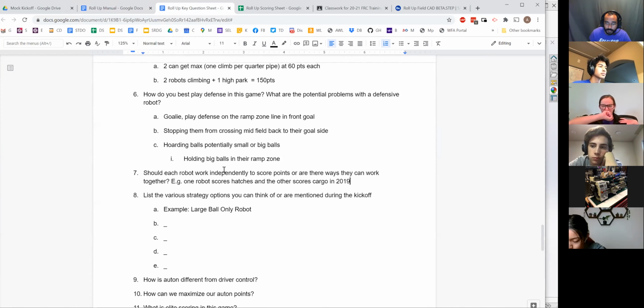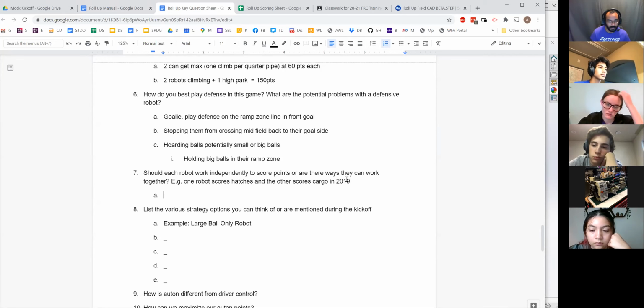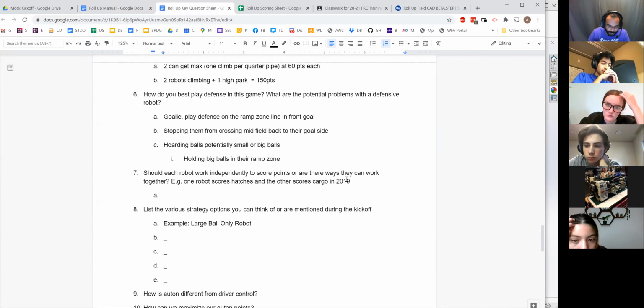What are our other questions? So this is another tricky question. Should each robot work independently to score points, or are there ways you can work together? Something similar to one robot scores hatches, the other scores cargo. Anyone have ideas in their head, concepts of how robots could work together to score points?